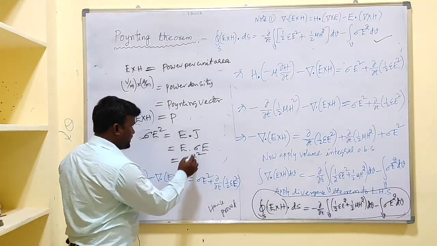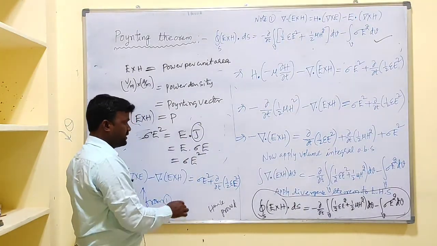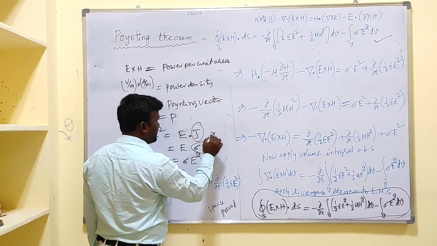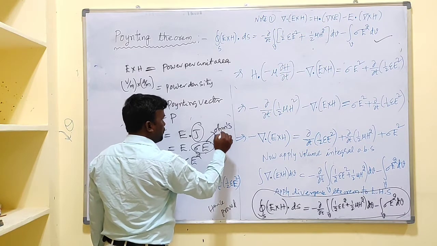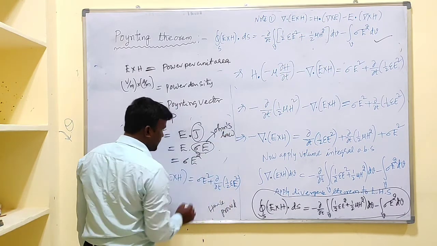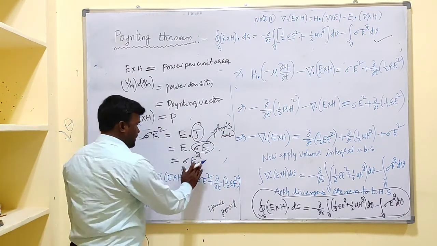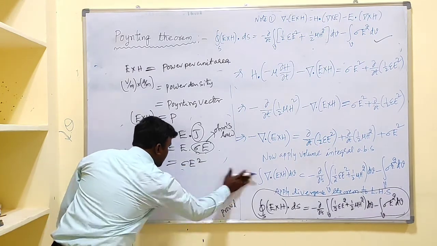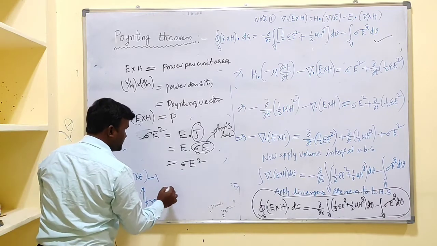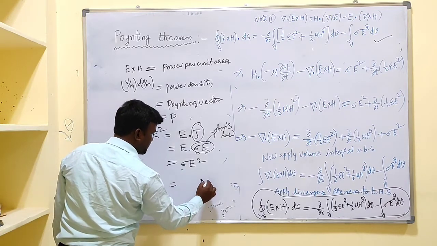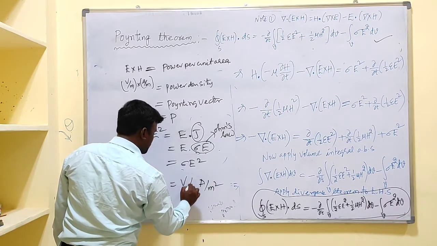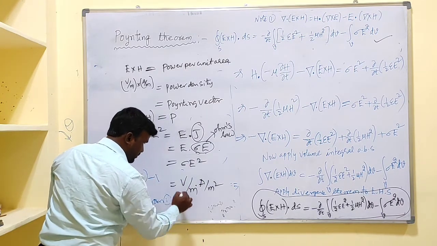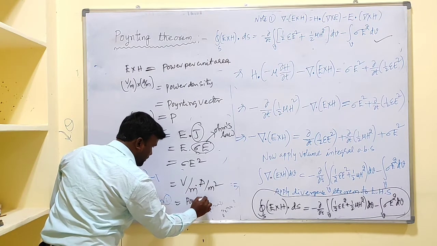Okay. So J is what? Ohm's law. J equal to σE is nothing but Ohm's law, the point form of Ohm's law. Let us write the units. The unit of J is amps per meter square. The unit of E is volts per meter. Amps into volts means what? That is power, power per unit volume.